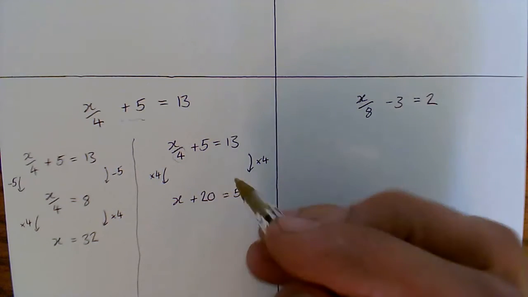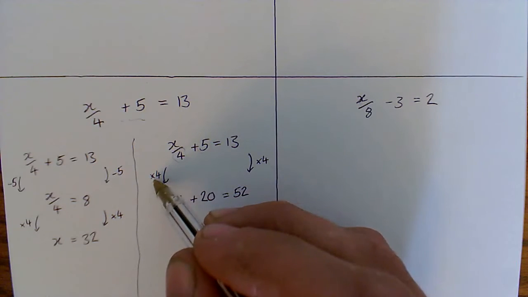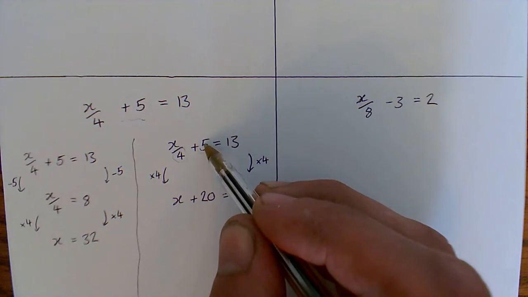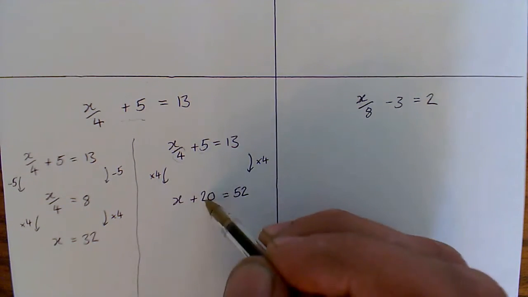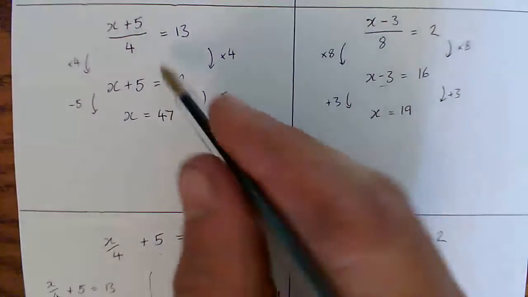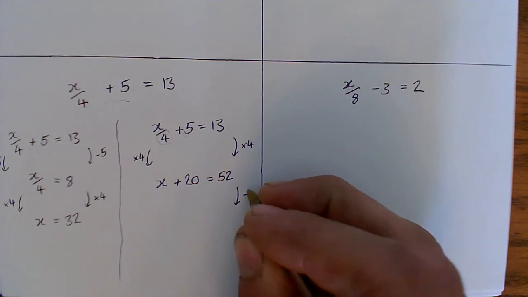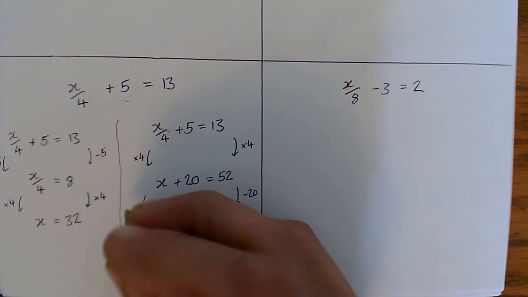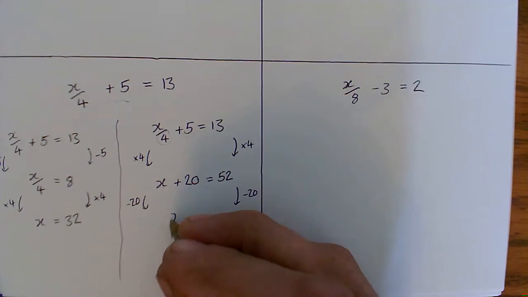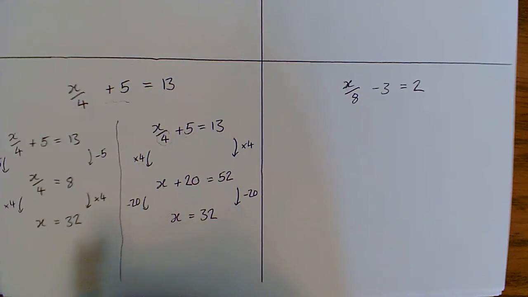Why 20? Well, the 5 is not divided by the 4. So timesing x divided by 4 times 4 gives us back x. But we've got to do the 5 times the 4 separately. We didn't have to do that up here because the 5 was over the 4. But down here it's not. Last thing to do, take 20 off both sides. We end up with x equals 32. And that's exactly the same answer.